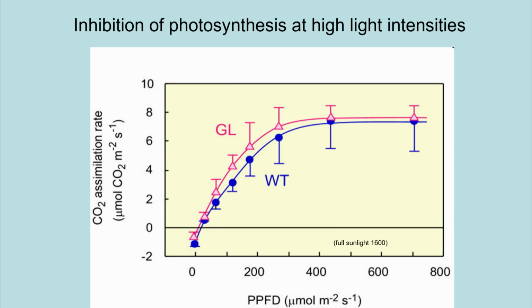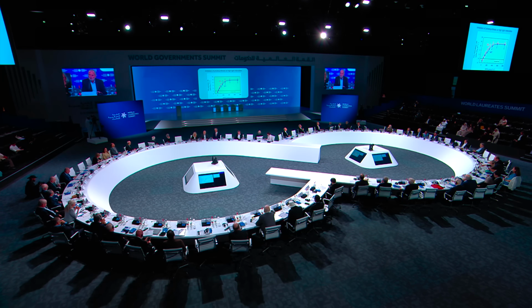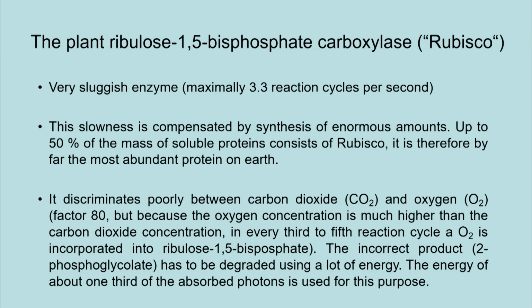And another point is that we have the enzyme Rubisco. Rubisco takes the carbon dioxide out of the atmosphere and incorporates it into a sugar called ribulose 1,5-bisphosphate. And this enzyme is a very sluggish enzyme, and actually, it's one of the slowest enzymes which is known, and it discriminates poorly between carbon dioxide and oxygen. And in every 35th reaction cycle, it incorporates an oxygen instead of a carbon dioxide. This leads to an incorrect substrate, 2-phosphoglycolate, which has to be degraded with a lot of energy by the plant.